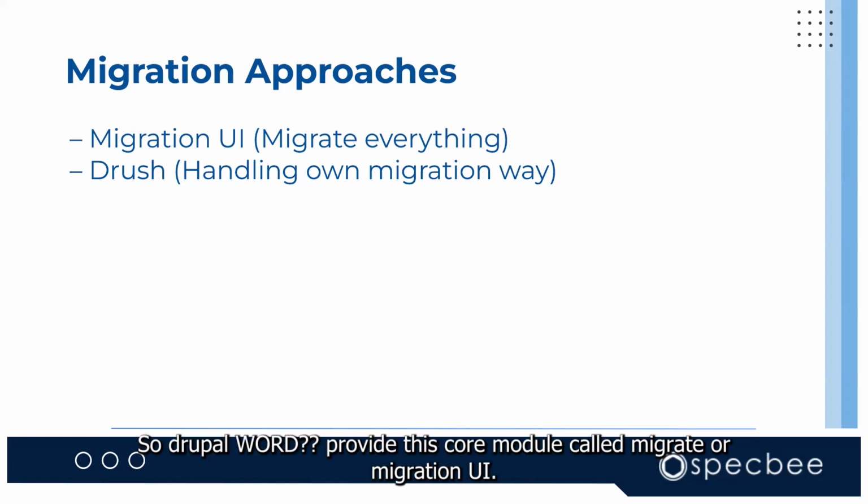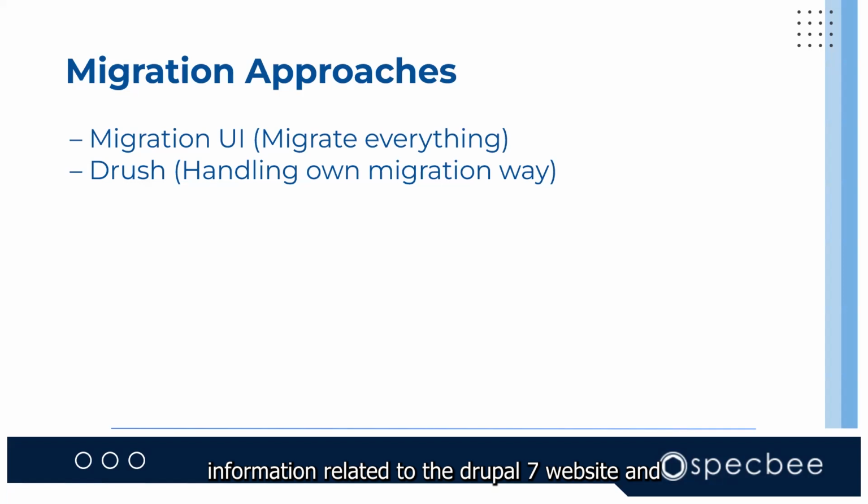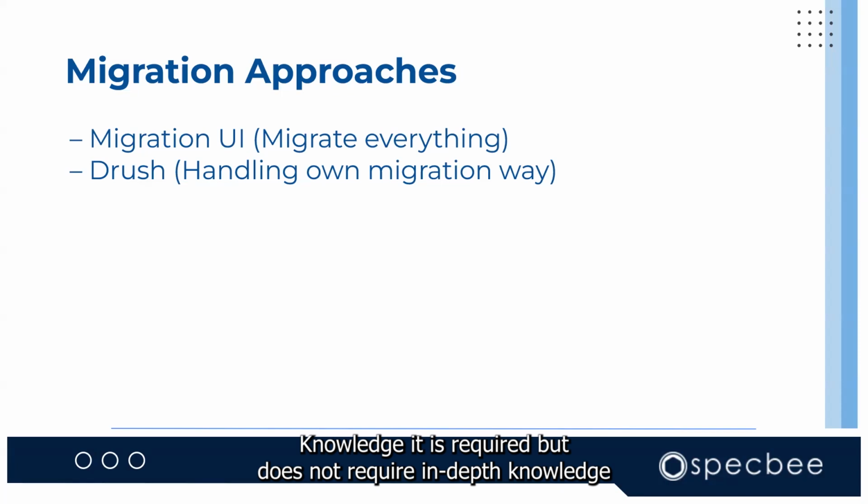Drupal itself provides these core modules called Migrate and Migrate UI. With the use of those modules, we just need to provide the information related to the Drupal 7 website, and that's all. We are good to migrate everything from Drupal 7 to Drupal 9. This does not require any in-depth knowledge of the migration process, or how Drupal handles the migration.